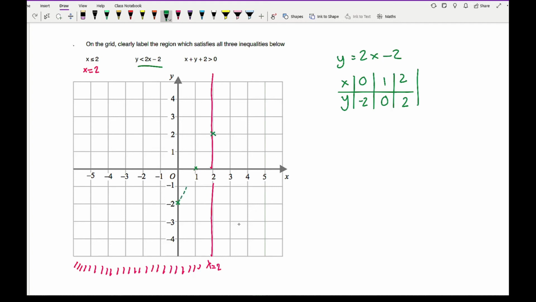So just start off with those 2 points there, and then just continue the line and go from there. Now from this line I want the left or above the line, so it's going to be this region here.